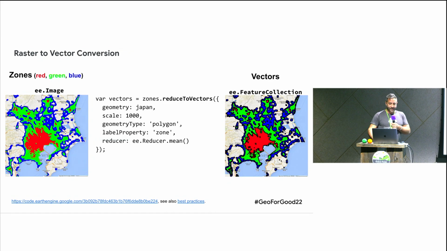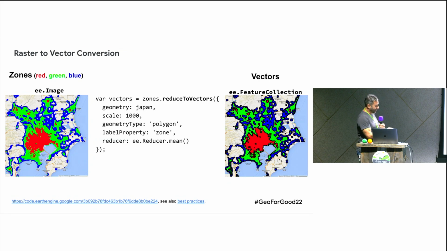Reduce to vectors is the standard way to do a raster to vector conversion in Earth Engine. The important thing to note here is just reduce to vectors: an image comes in and features come out. That's what those black lines are over there. Note, first of all, you should always specify a smallish region in which you want to do this. Second of all, don't use a tiny scale.